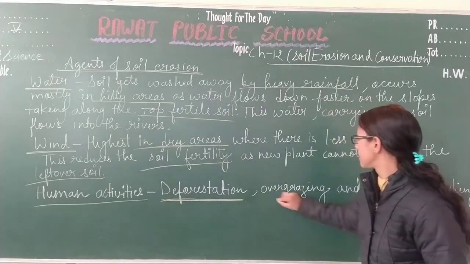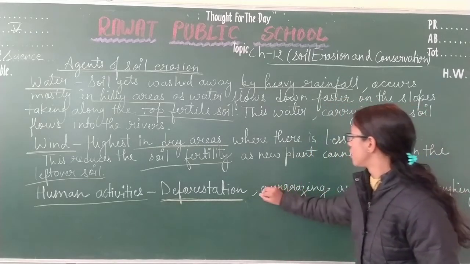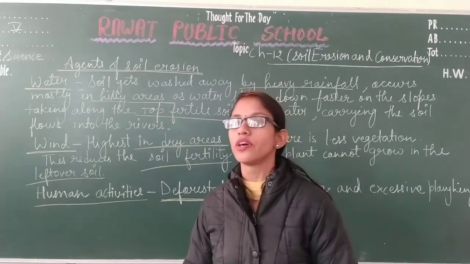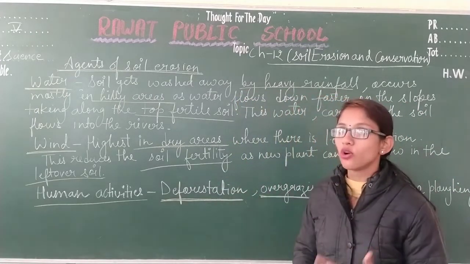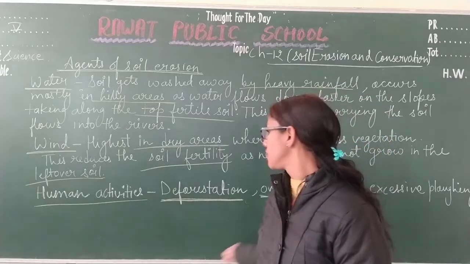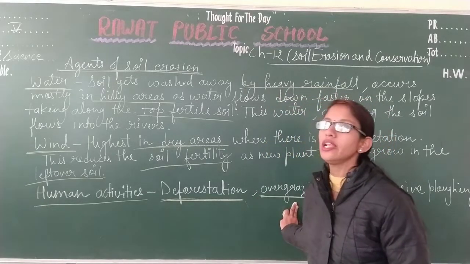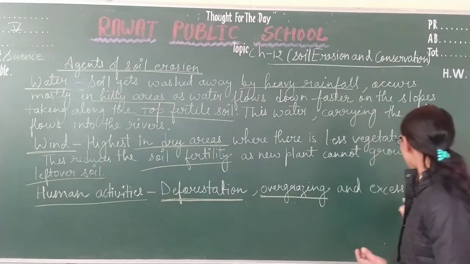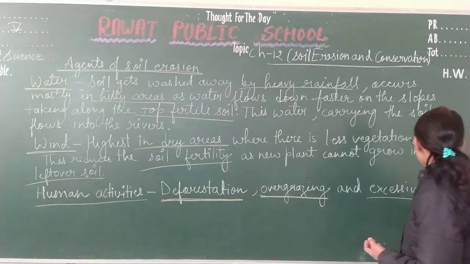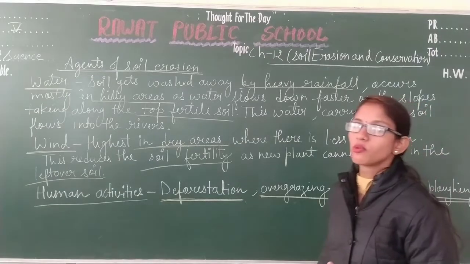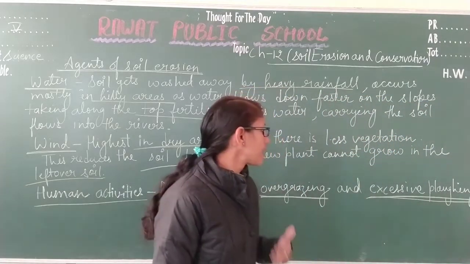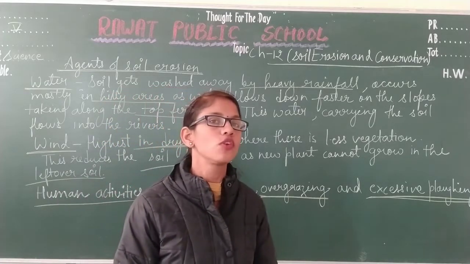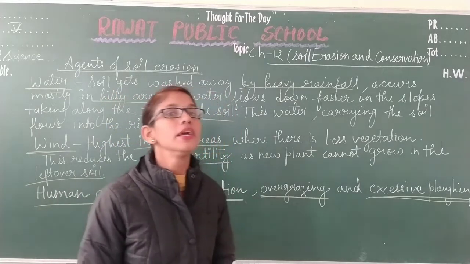Next is overgrazing by cattle. If cattle graze on a particular land over and over for years, they will pluck up the roots of the plants, resulting in soil erosion. That is also a major cause of soil erosion. The last one is excessive plowing. If farmers plow the same land again and again, it loosens the soil, and hence the particles of the soil cannot be held by the plants.